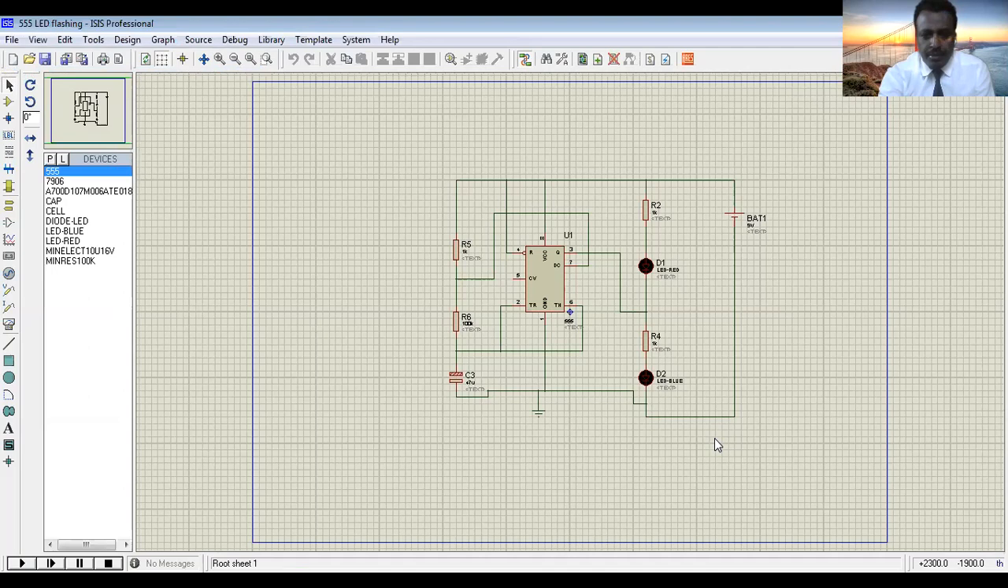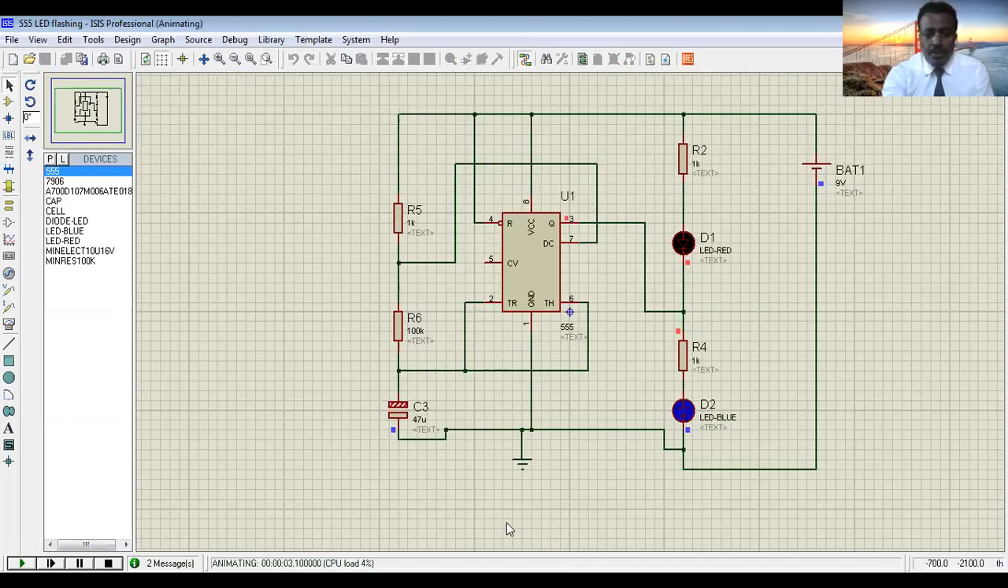Okay, here I have astable. Astable means you can see without me applying input. Look, this LED. Now it is on. Now it is off. After some time, it will be on. Now it is on. Look, the blue light emitting diode, which is connected to pin number 3.